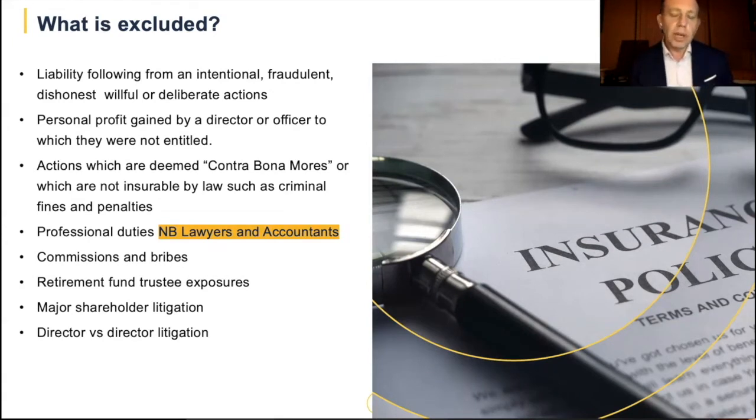Remember what I said earlier? This is called a conduct exclusion. So we will allow the case to run until it's been proved that there was intentional, fraudulent, dishonest, willful, or deliberate actions. So it's not that we sit as underwriters and go, well, we think you did it, so there's no cover. We advance the legal defense costs, and then we pull back on that if guilt has been established.